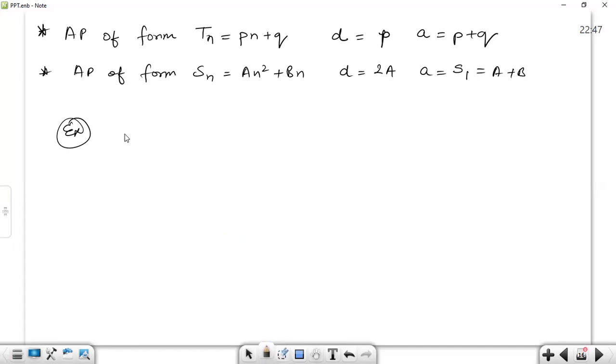Let us say the sum of n terms is 5n square minus 2n. Now, tell me what is the common difference and what is the first term? The result is written there in front of you. You can use that.